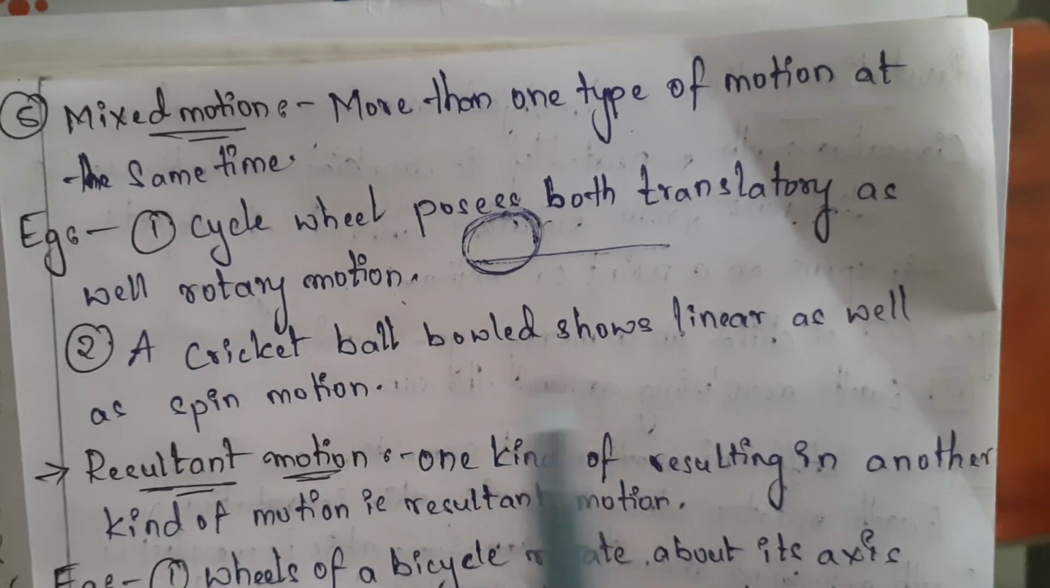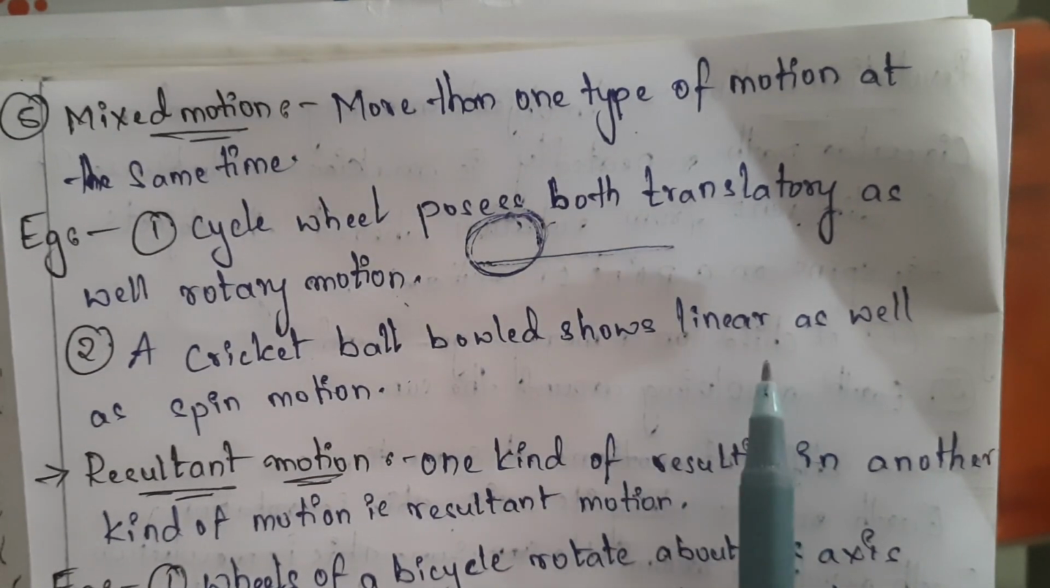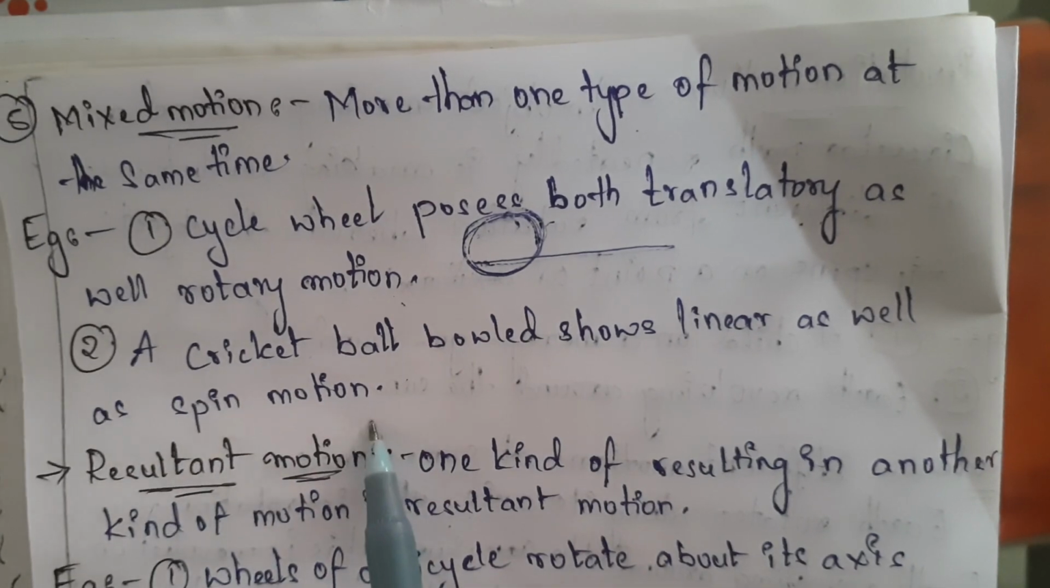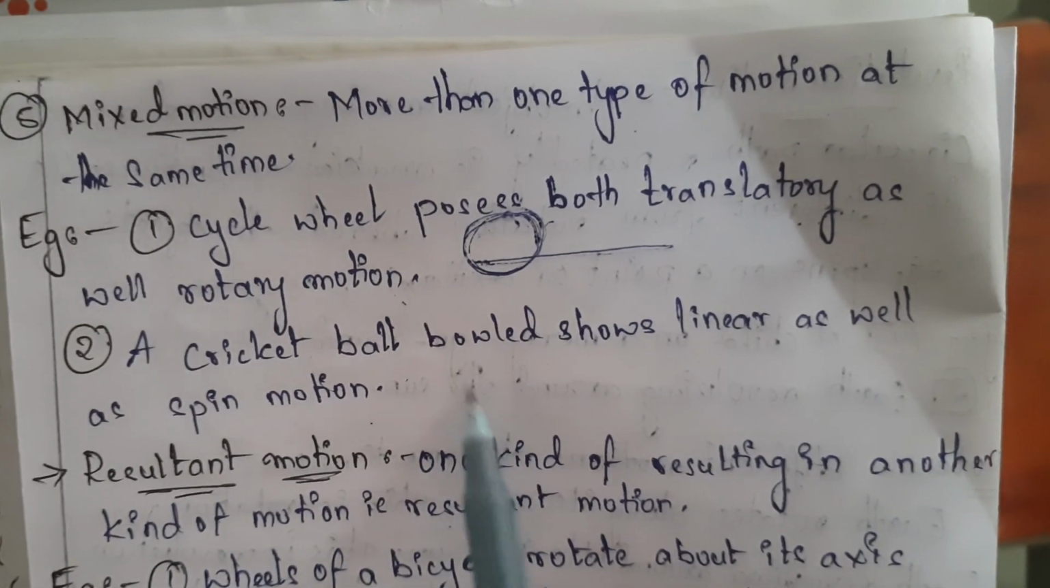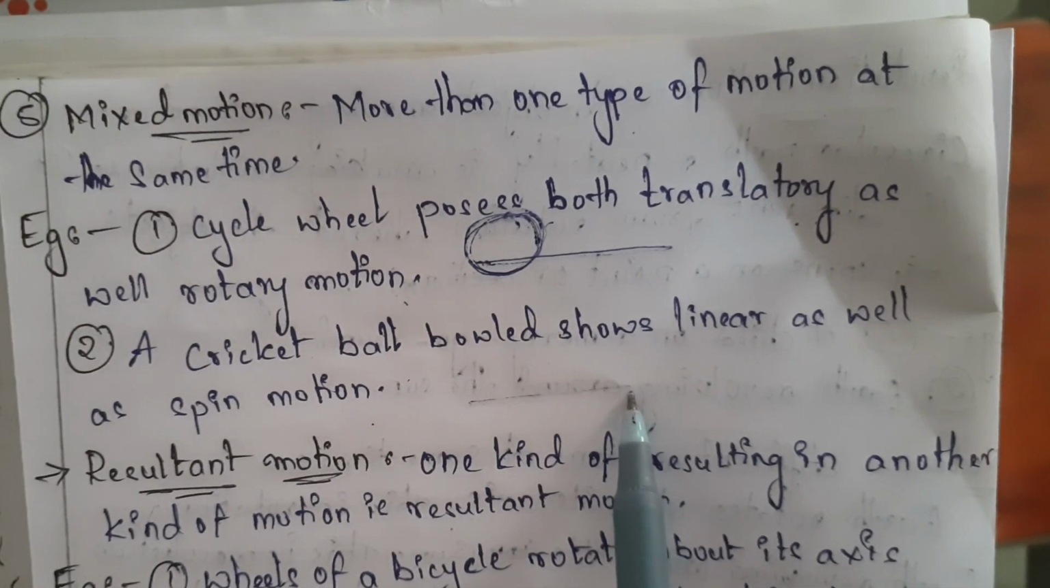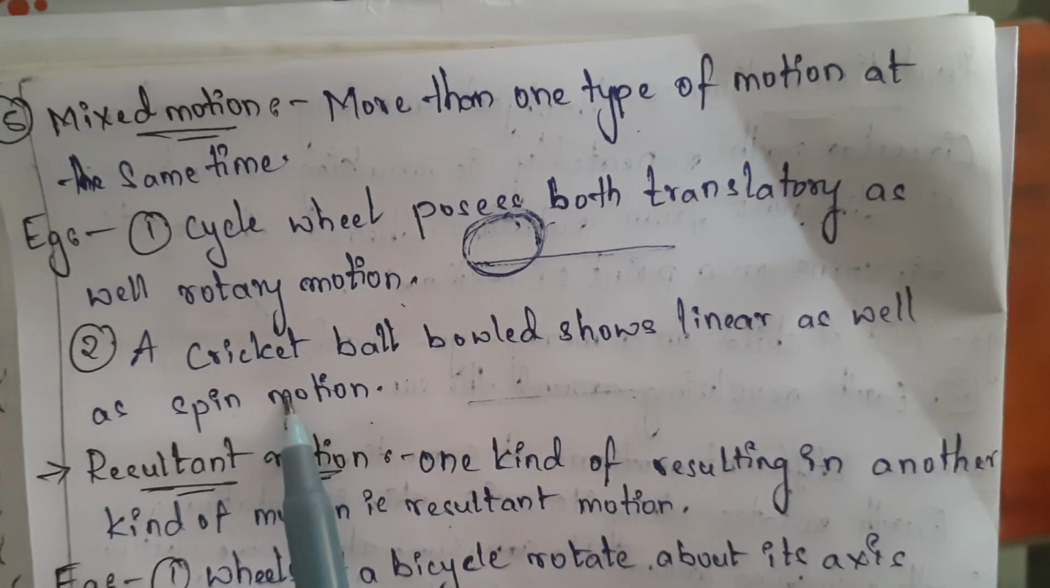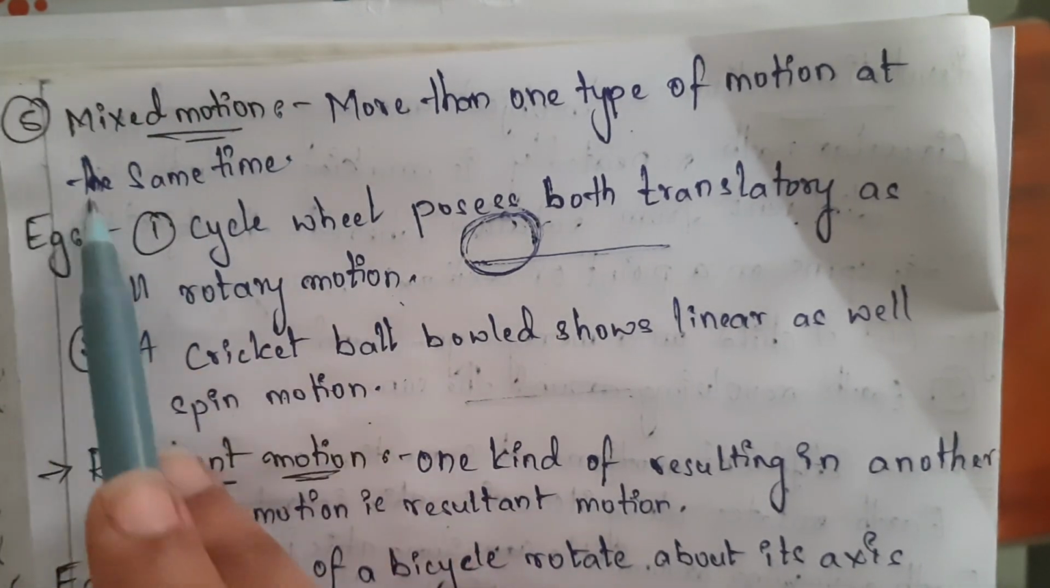A cricket ball shows linear as well as spin motion. Spinning means again it is spinning itself, and then linear motion, moving straight. So here the different kind of motions are there together. So we call it as mixed motion.